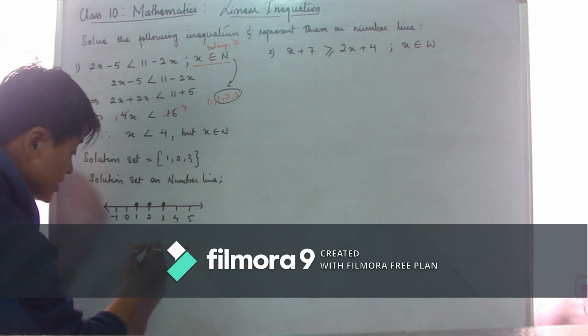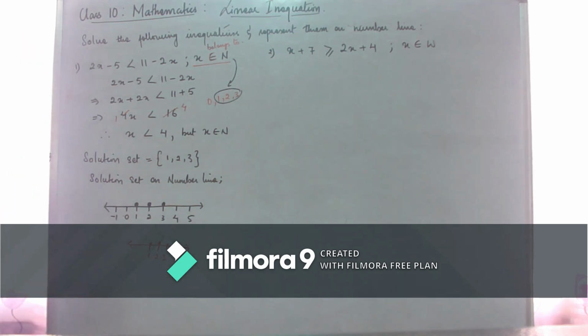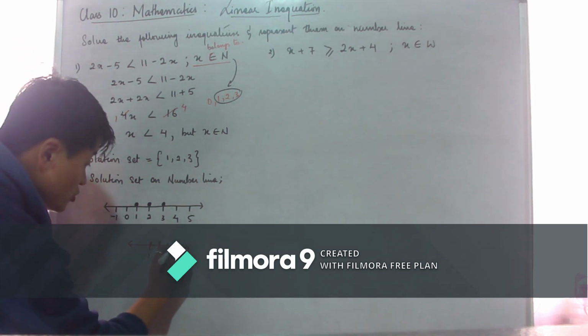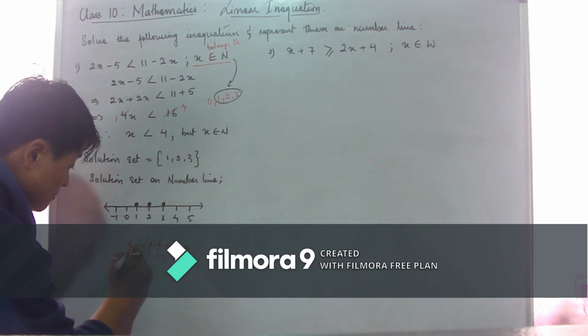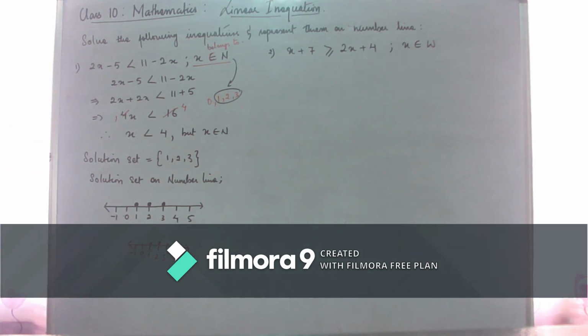And once you write the solution set, suppose 1, 2 and 3 is the solution, if you write only 1, 2, 3, this is also wrong. You have to write two more points, 4 and 5 on one side, and 0, minus 1 on the other side. This way you write the solution set.